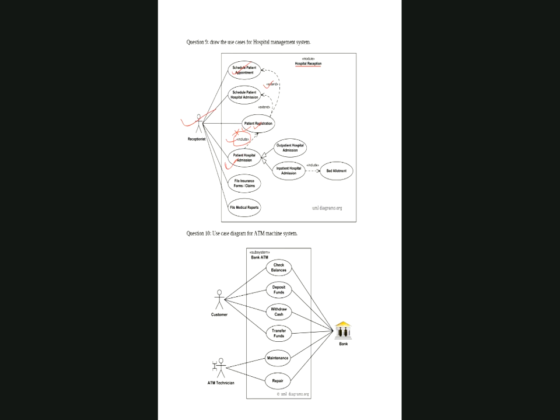Now here, can you make it include or not? This is the question. Again, this is a question of rule: if you have taken any appointment, you must attend it. If that's the rule, then you have to write include here. Otherwise, extend. Okay.